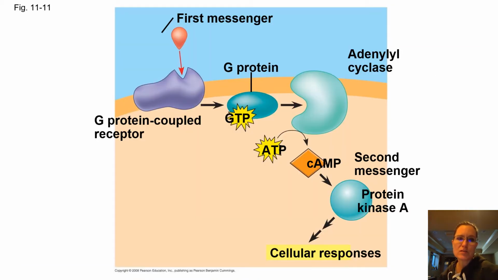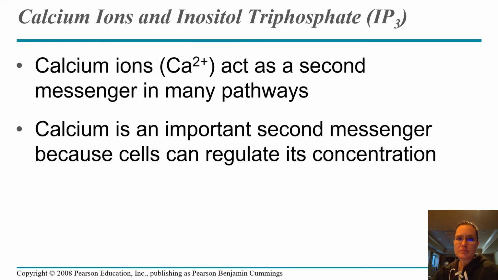And this is just a picture of the same thing I was just talking about. The messenger comes in, then adenylyl cyclase changes ATP to cAMP, and that cAMP is the second messenger that enables the first step in the transduction segment to kick off. Then it goes through all the different little reactions, and we get a response. Another example is calcium ions.